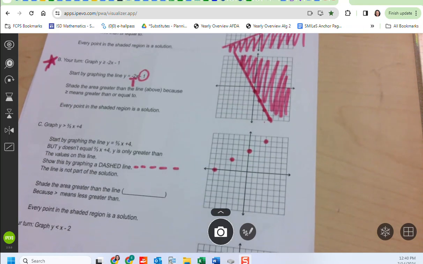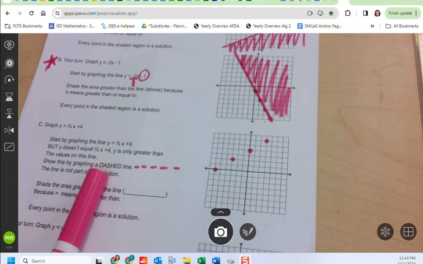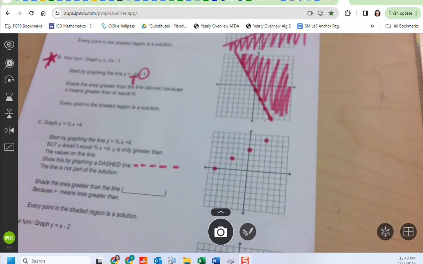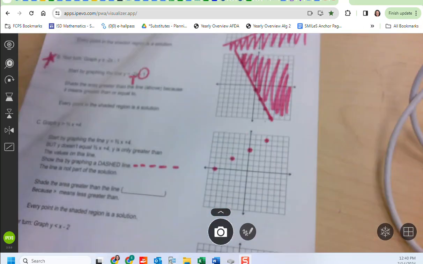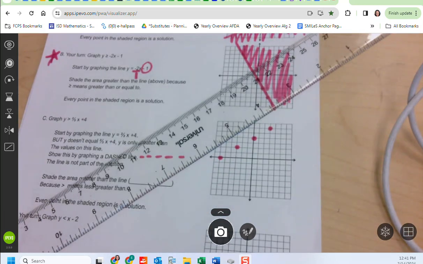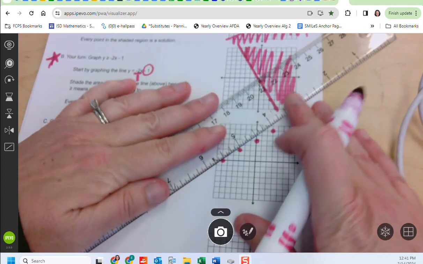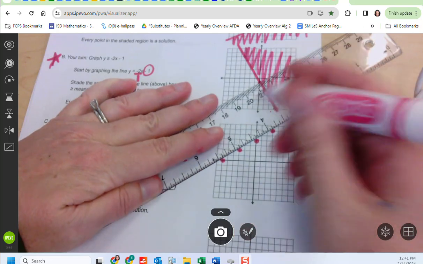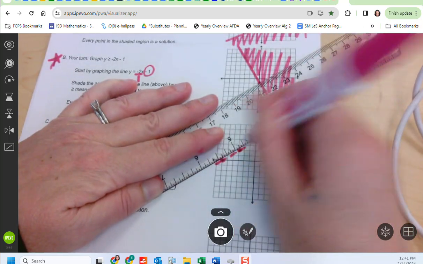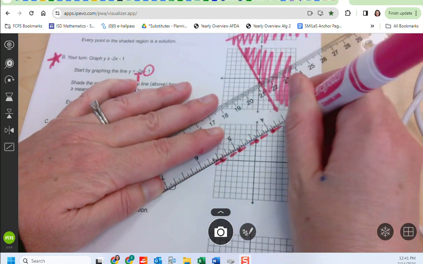But I'm not going to make a solid line this time. I'm going to make what kind of line? Do you remember? It's right here in all caps. You're making a dashed line. So when you make your line, make sure you make a dashed line. Sometimes I forget and I mess up, and then I just draw a dashed line on top of the solid line if I forget. Like that.